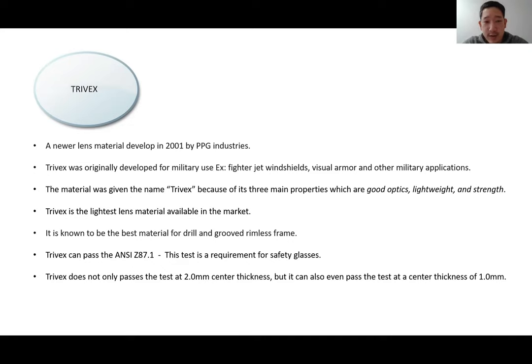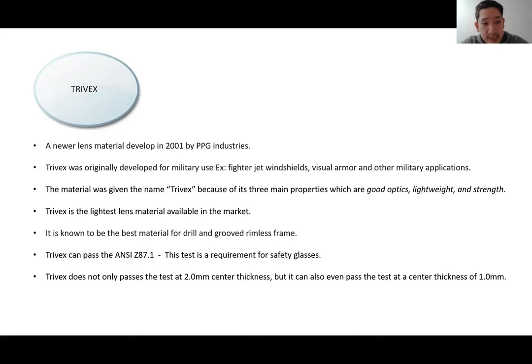Why? Because Trivex does not crack on the drill mount, right? Cracking on the drill mount is also known as the spider crack or the spider web crack. This is usually due to the lens being soft or the lens undergoing some hole elongation on the drill mount, right? But with Trivex, this is usually not the case. That's why at the end of the day, Trivex is usually the best material recommended for any rimless frame.